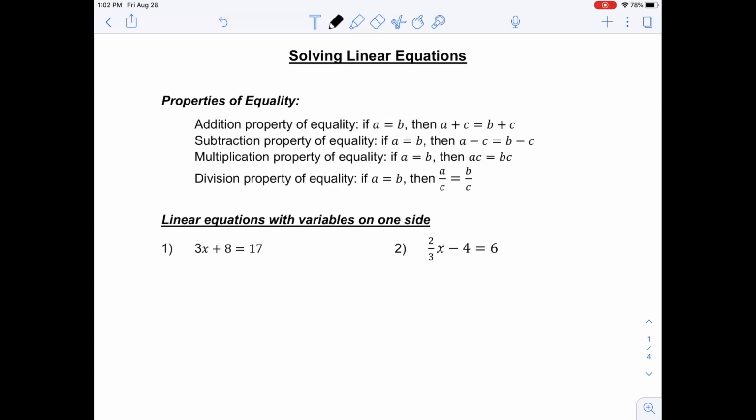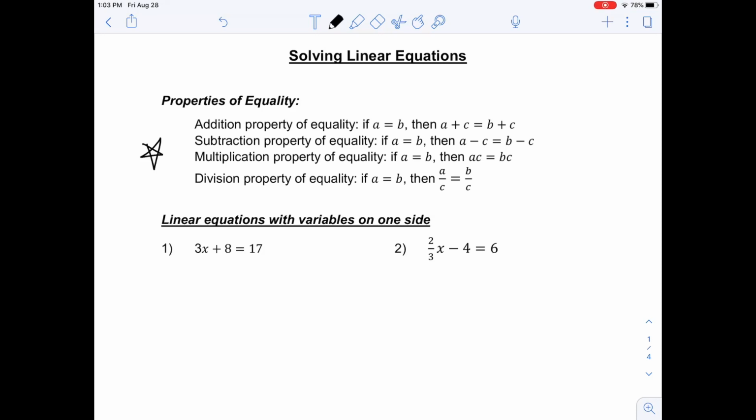So what we really want to do is use these four properties of equality to solve for the unknown variable in a linear equation. So what are these properties? You've got the addition property of equality. Basically, it means if you add the same thing to both sides, then you're preserving the equality. Subtraction property of equality means if you subtract the same value from both sides, you're still preserving the equality.